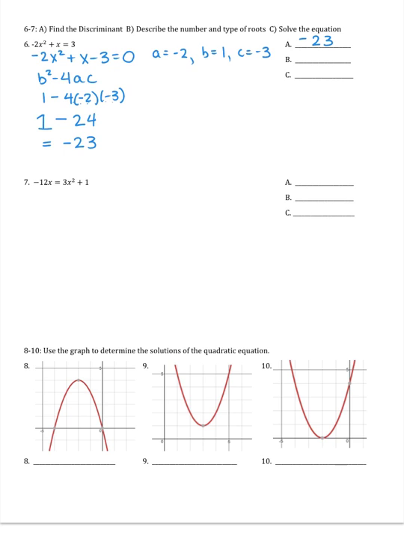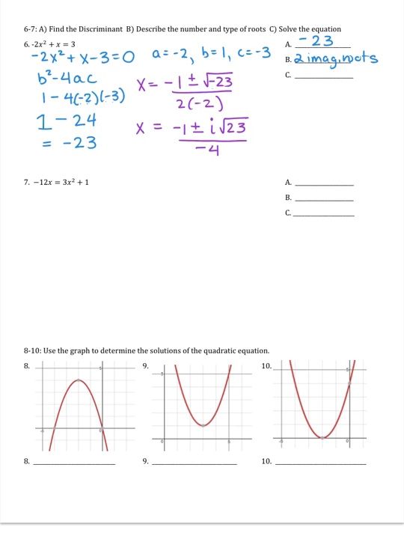That means, because it's a negative number and it's going to go under a radical, that I have 2 imaginary roots. So now we actually want to do the quadratic formula. So x equals the opposite of b, negative 1, plus or minus the square root of negative 23, all over 2 times a, and we want to simplify what we can. So x equals negative 1 plus or minus, the negative under the radical comes out as i, and fortunately 23 can't be simplified, and then on the bottom we have a negative 4. And that's really all you can do with that one.